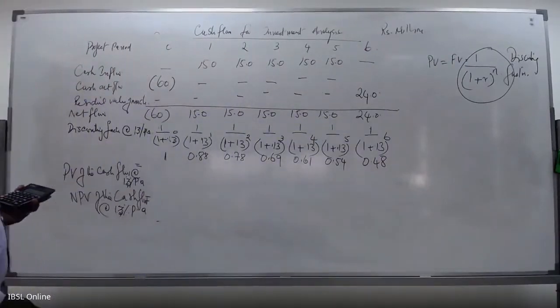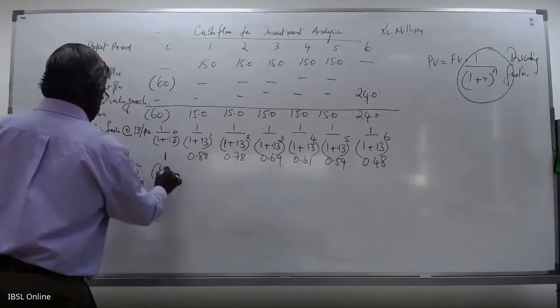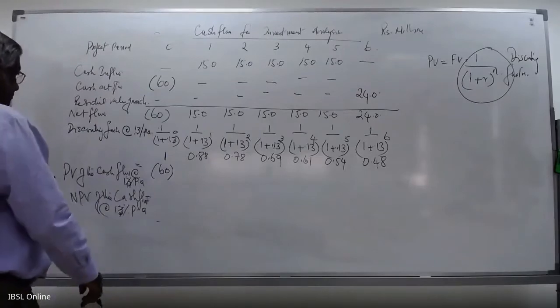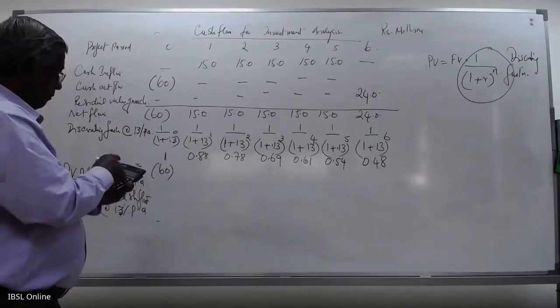Now this is the discounting factor at 13% per annum. Now we have to convert each future value to the present value by multiplying the future value by the discounting factor. So now here, this is year 1, you will get the same 60 million negative.